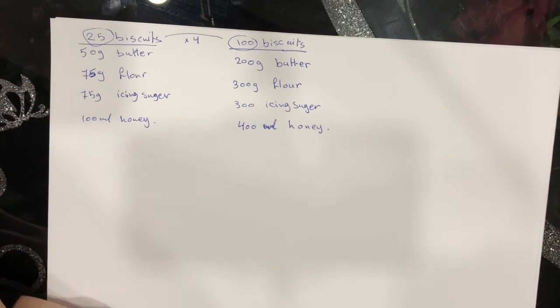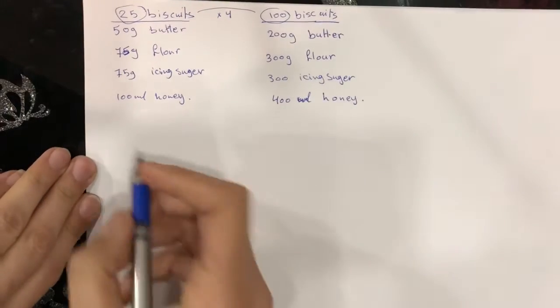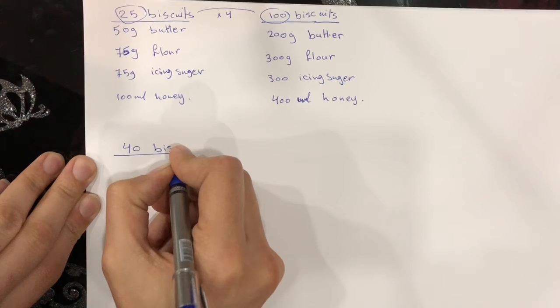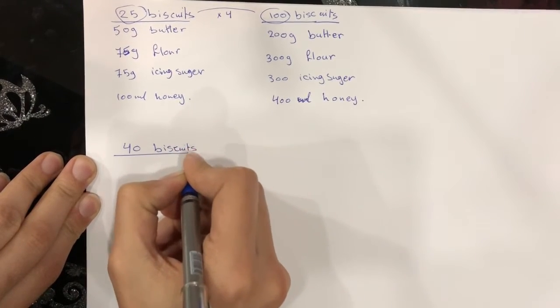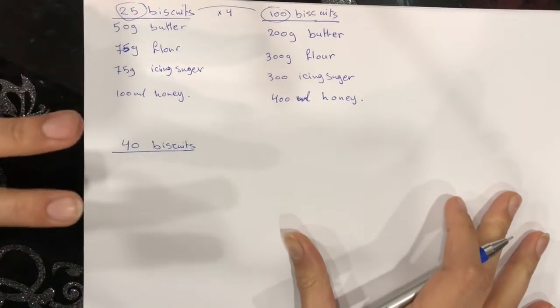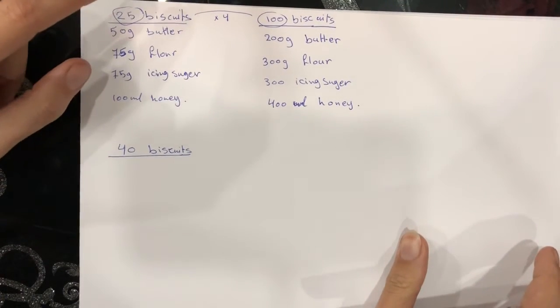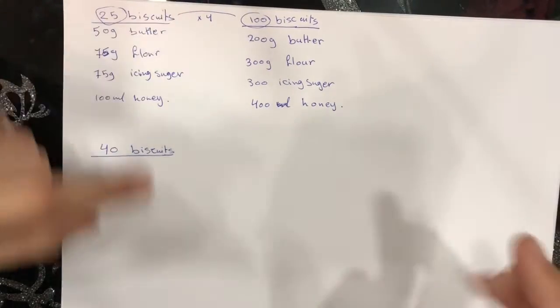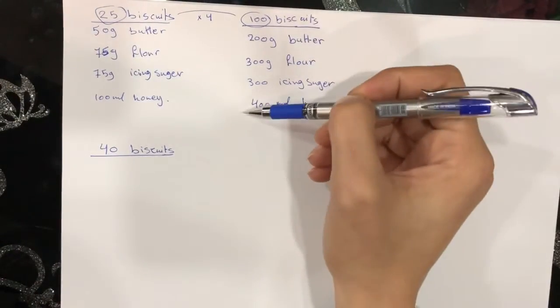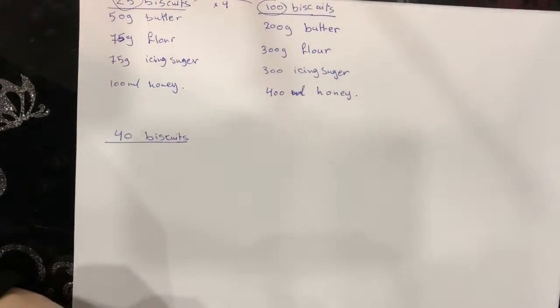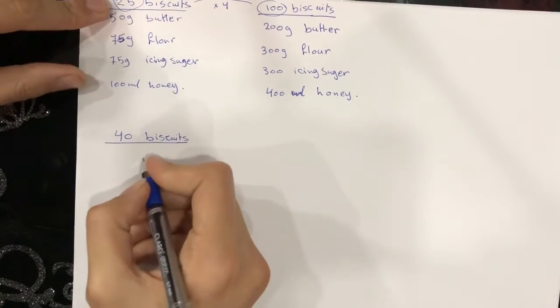Now, he is asking me to find out also how much I will need to make 40 biscuits. If I need to make 40 biscuits, I need to change my calculations a little bit. I can do this in both ways. I can multiply the 25 by 4, which will give me 100, and then divide by 10, and then multiply by 4. Or you can easily say 25 biscuits.